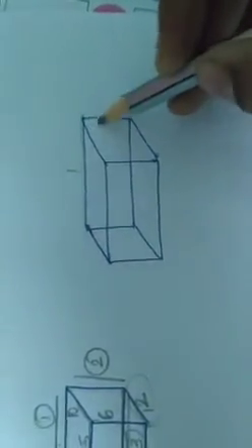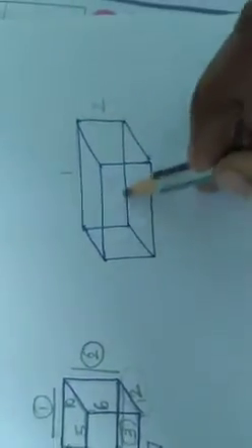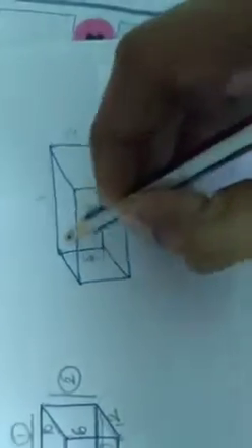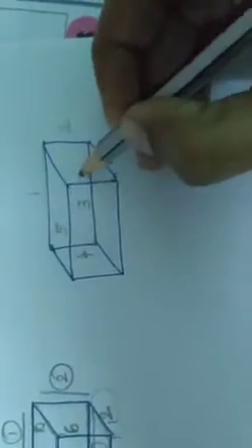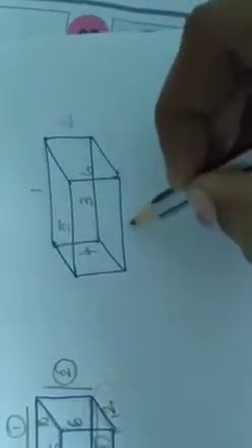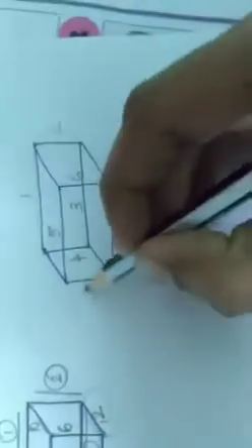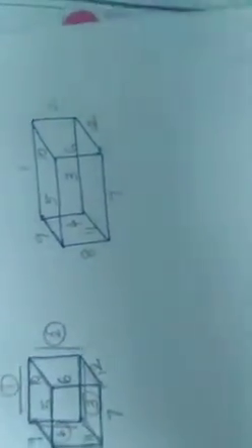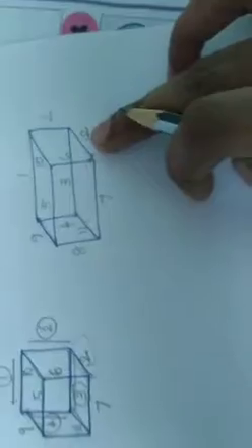1, 2, 3, 4, 5, 6, 7, 8, 9, 10, 11 and here 12. Clear? Is that clear? So number of edges in cuboid is 12. Okay? Write it out.